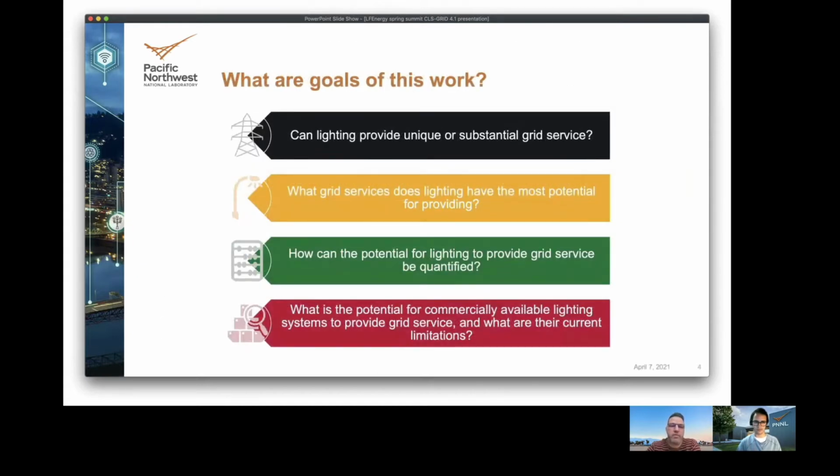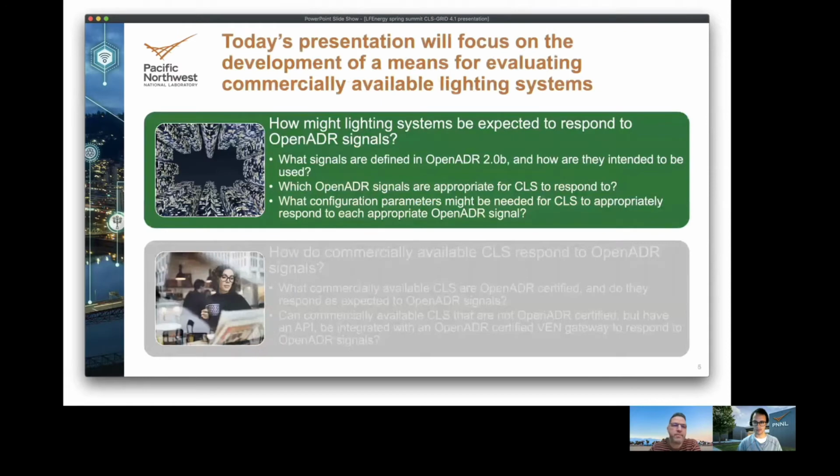So the goals of our research are to understand, can lighting provide unique or substantial grid services? And, drilling down a little deeper, what grid services does lighting have the most potential for providing? How can that potential be quantified? And what's the potential then for commercially available lighting systems? So what's on the market today to provide these grid services, and what are their current limitations? And that really is going to be the focus, that last question, of the remainder of this talk. And with that, I will turn it over to Shat.